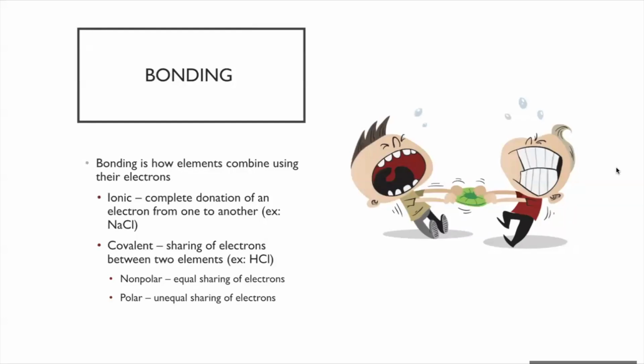Next is bonding. So bonding is how elements combine using their electrons. Ionic bonding is when a complete donation of an electron from one to another occurs. Example, NaCl, table salt, right? Then covalent bonds is the sharing of electrons between two elements. These can either be nonpolar or polar. If it's nonpolar, that's the equal sharing of electrons, but if it's polar, that's the unequal sharing of electrons.